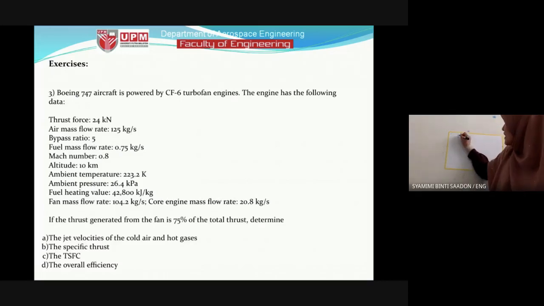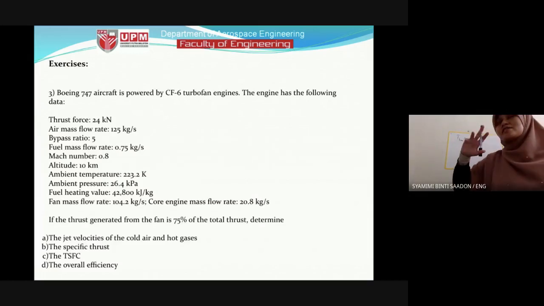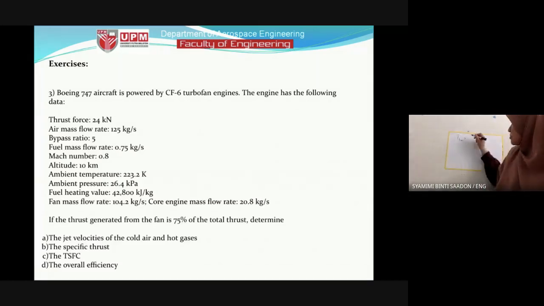Okay, I call it here fan. So the thrust of the fan is 0.75 of the total thrust. How much? 0.75 times 24 kilonewton, so we have 18 kilonewton. And for the core, the thrust produced from the core engine is 0.25 of the total, so 6 kilonewton. The sum, the total, will be 24 kilonewton.